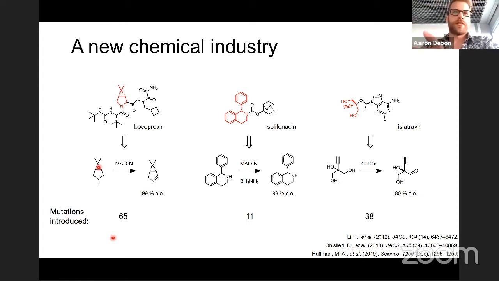So we thought that by speeding up the way we screen and the way we evolve oxidases, we would provide a further method to enhance the usage of oxidases in industrial biocatalysis.